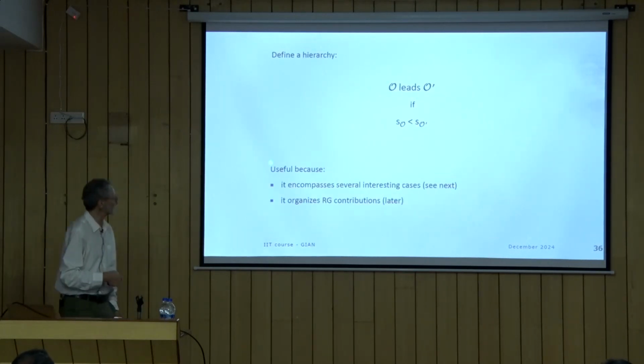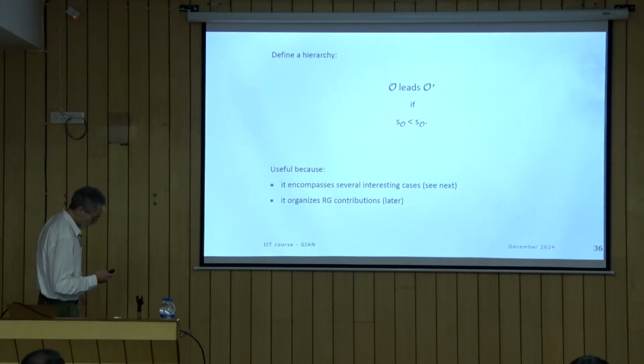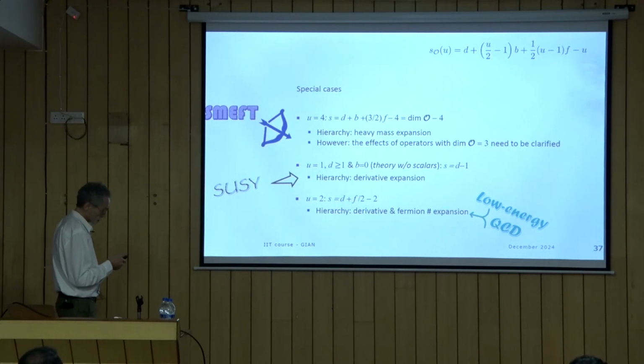And again, this is useful because it encompasses several interesting cases, and what we'll see later on when we look at the renormalization group of effective theories, it's really useful in organizing the possible renormalization group contributions to the evolution of various couplings. So here's my index, at the top here. It was just a reminder of what it was.